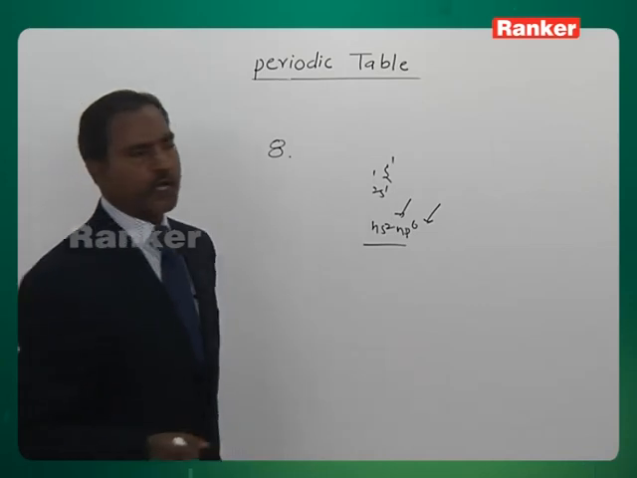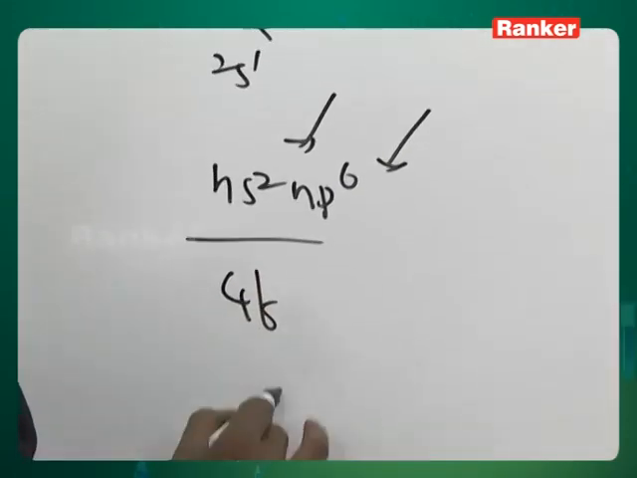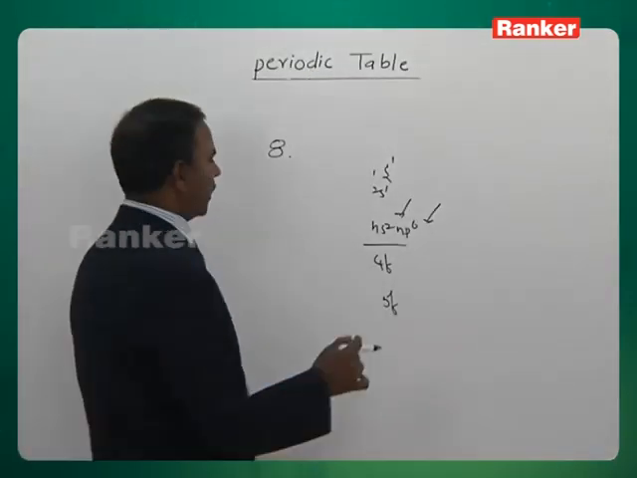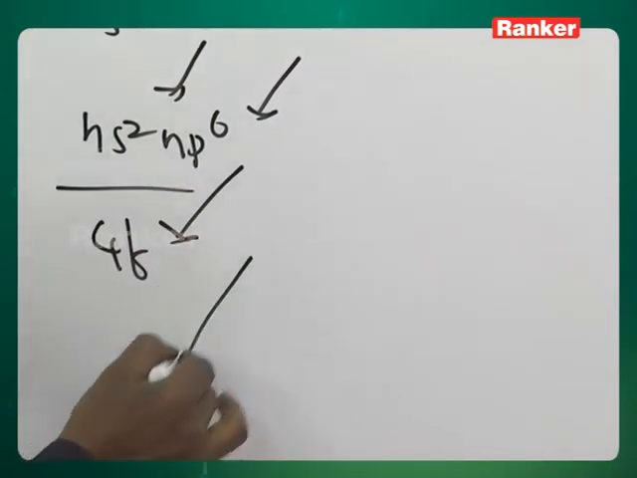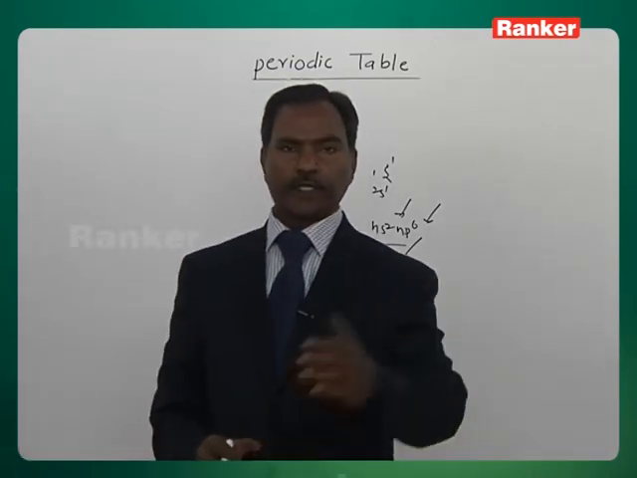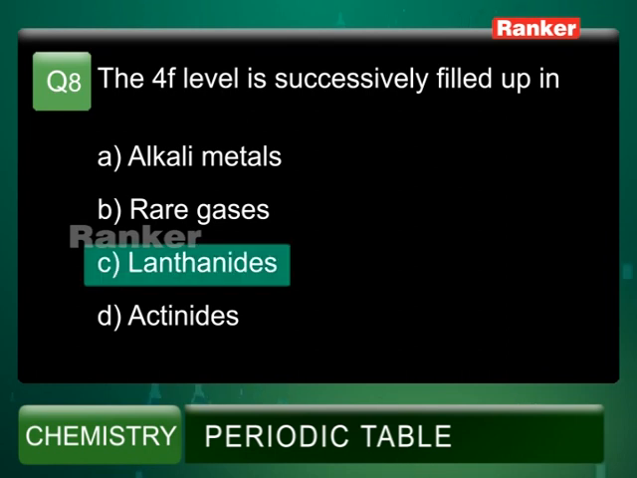Talking about lanthanides. Lanthanides are also known as what? The 4f series we call. Actinides we call it what? The 5f series we call. In the case of lanthanides, the differentiating electrons are entering into 4f orbitals. In actinides, the electrons are entering into 5f orbitals. Therefore, 4f series, lanthanides. Therefore, question number 8, answer is C.